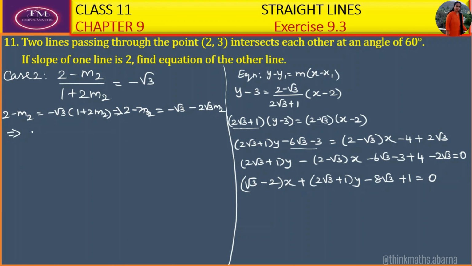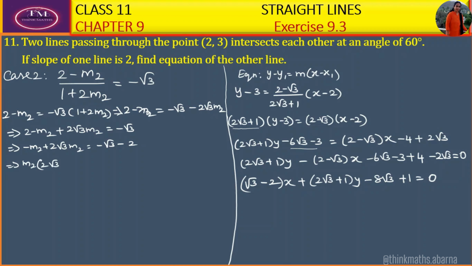So we will get, what is in LHS? Already we have 2 minus m2. If we bring this here, it will become plus 2 root 3 m2. What is in RHS? It is minus root 3. So bring this 2 here. So m2 minus m2 plus 2 root 3 m2 is equal to minus root 3 minus 2. Okay. So taking m2 outside, it will be, what is positive first?